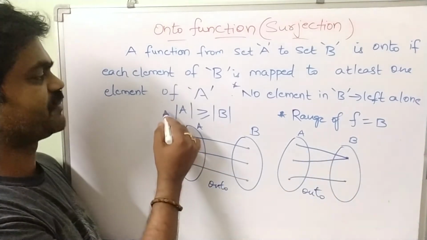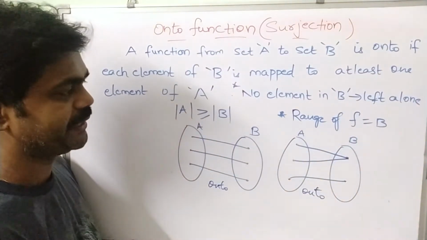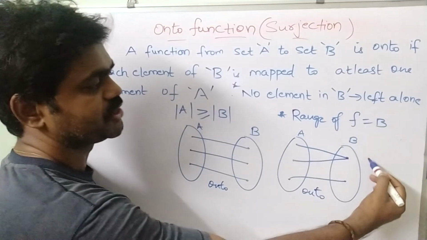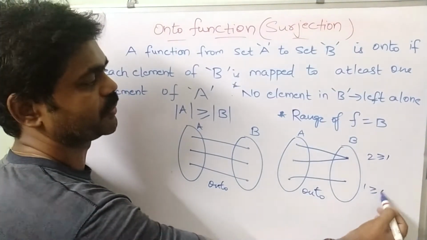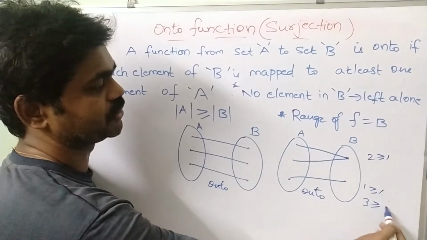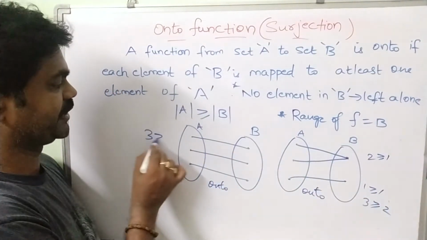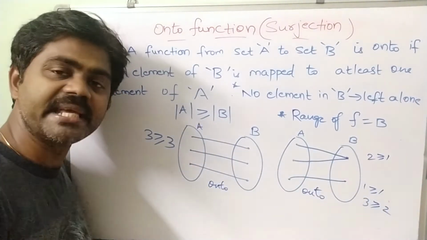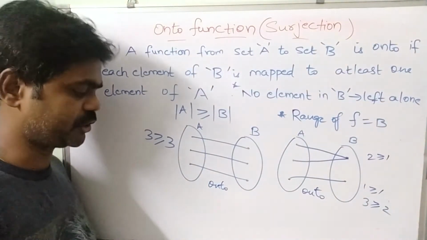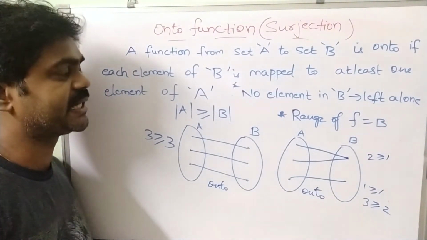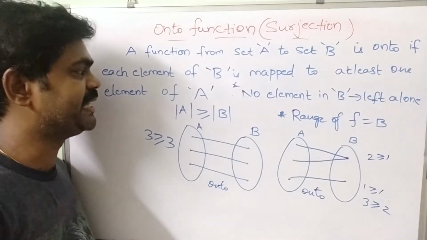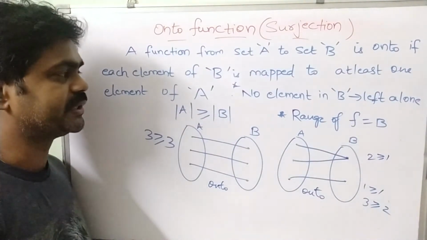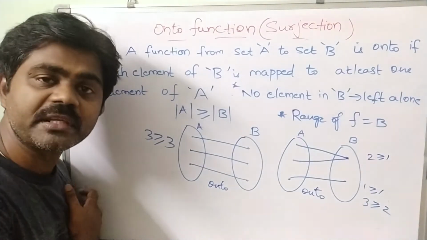Okay, so the formula is A greater than or equal to B. If you see here, 2 greater than or equal to 1. Okay, 1 greater than or equal to 1. So if we add 3 greater than or equal to 2. So if we add 3 greater than or equal to 3. So the condition is A greater than or equal to B. So what is onto function? A function from set A to set B is onto if each element of B is mapped to at least one element of A. So this is called onto function.